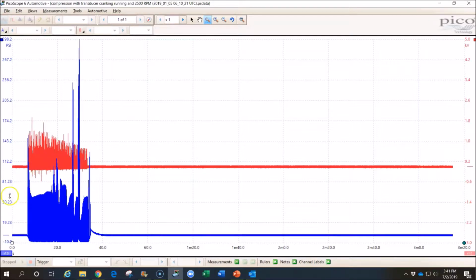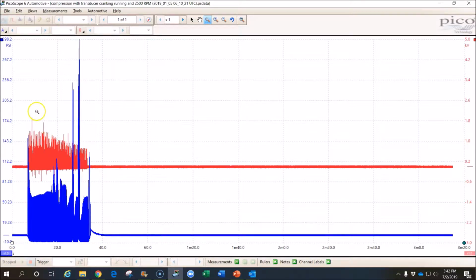I would set up your scope so that you can record over a longer period of time. In this case, it was set up to record for 3 minutes. That wasn't necessary. Probably 1 minute would have been plenty. During that time, I would encourage you to capture the cranking of the engine, startup, idling, and then perform a snap throttle test and maybe a wide open throttle test. That's what's been done here. You can see that these changes in pressure happened when the RPM of the engine was changed.